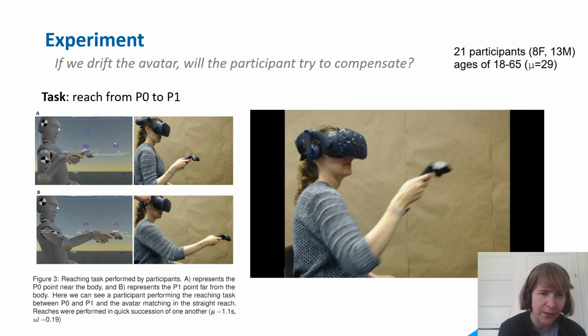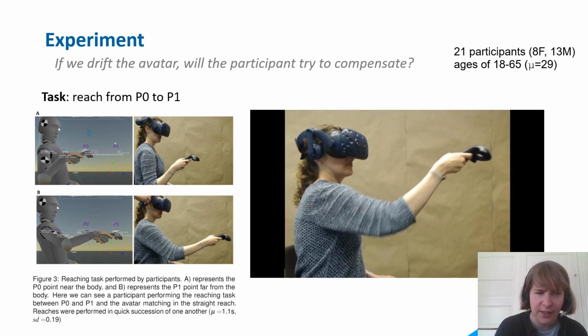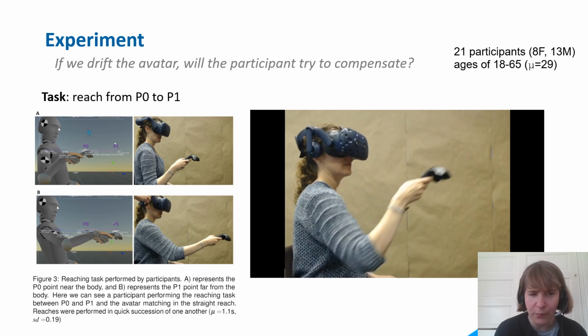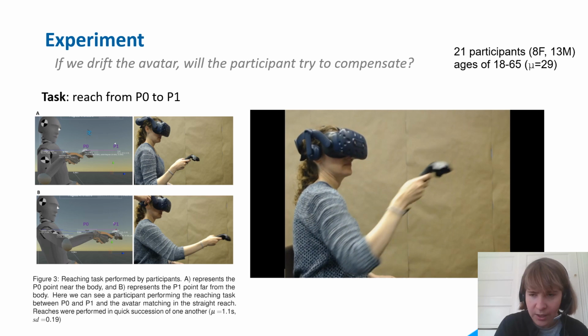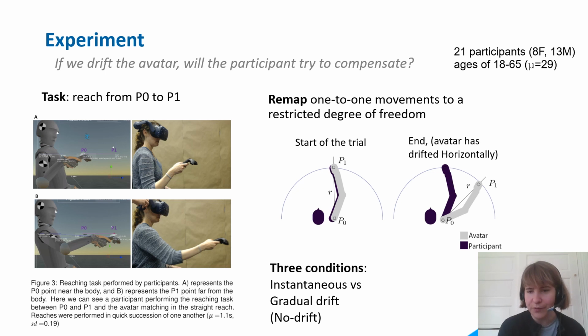And so we're going to go a bit more into how we tested for this self-avatar effect that we've seen also in prior experiments. Now we want to see, if we drift the avatar, will the participant try to compensate for real? So we put a simple task in which the person needs to reach from point 0 to point 1. And after the reaching, we drift the avatar into one direction. The avatar moves 30 degrees off. We remap it so that they can continue moving from 0 to 1 where they are, and they'll see the avatar moving from 0 to 1 wherever the avatar is supposed to move. So there is a projection there.